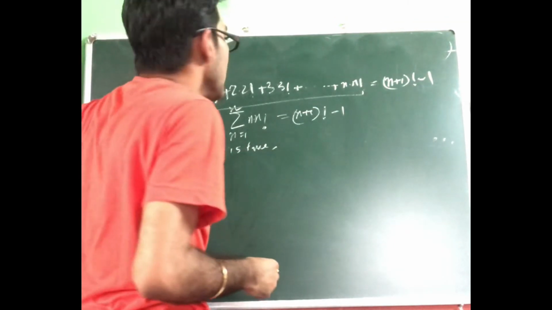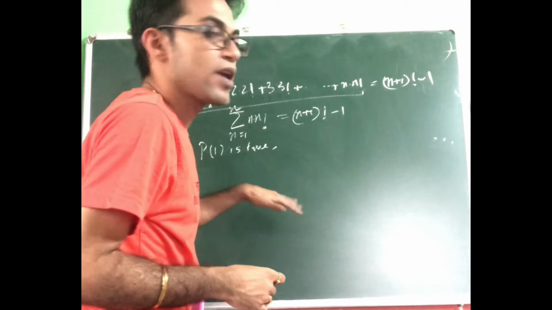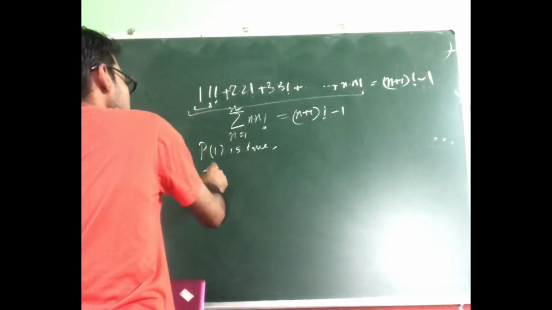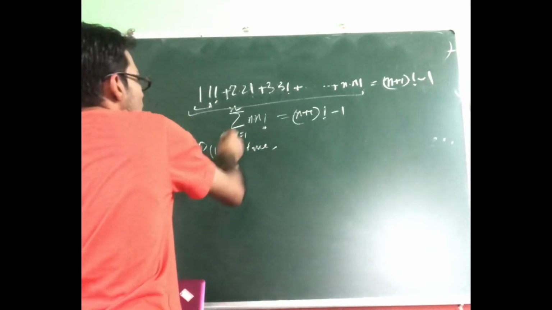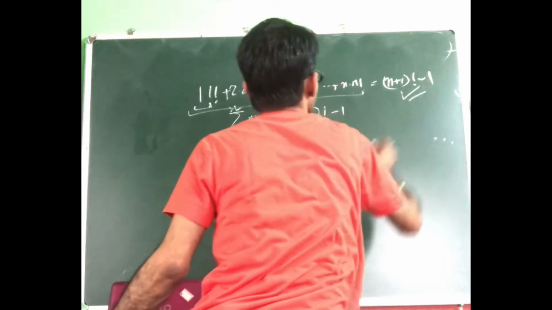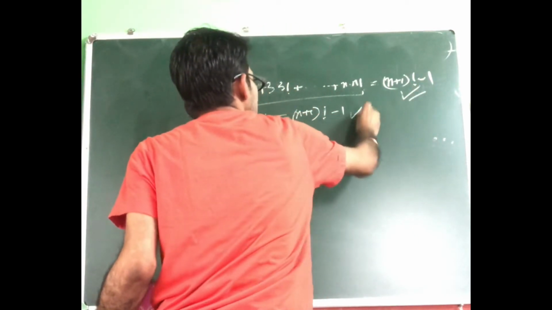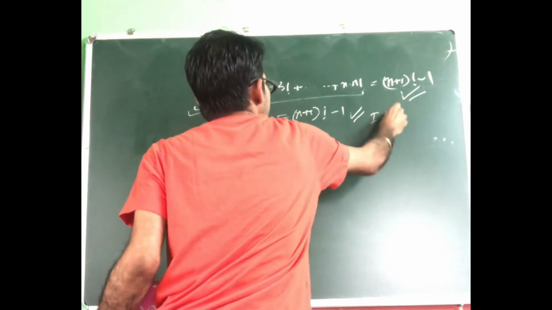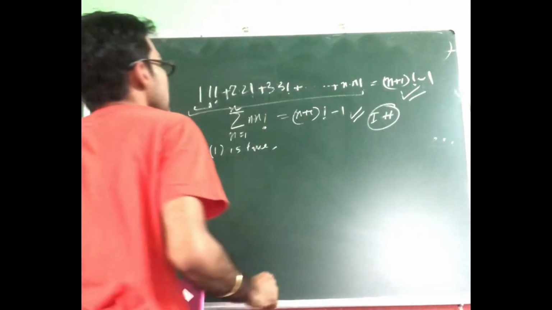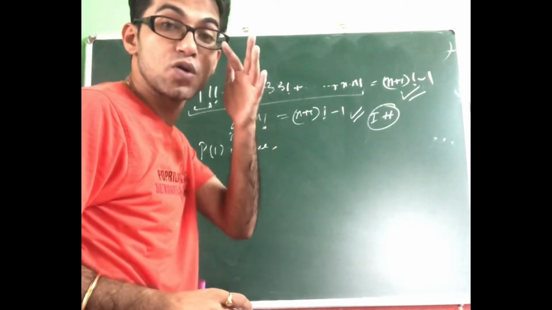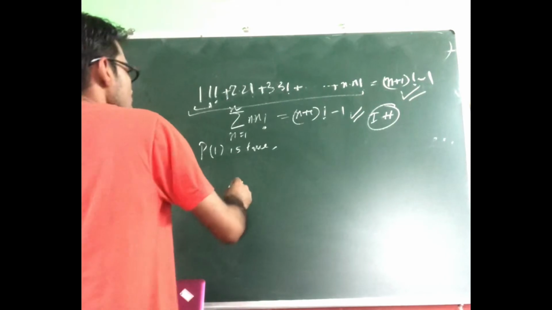Next, I am assuming that the statement holds true for n equal to n. So I am assuming now this statement is true. This is known as the induction hypothesis. Next, I need to prove that the statement also holds true for n equal to n plus 1.